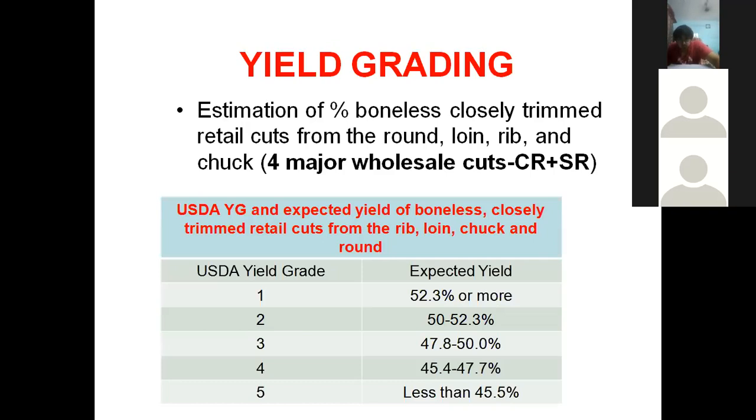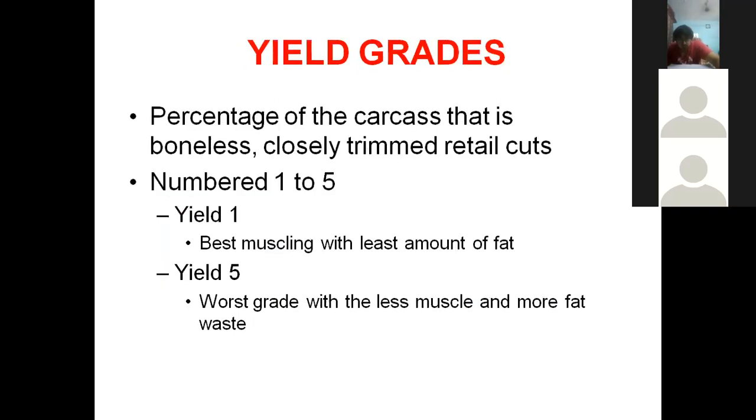So that is what I put in the next slide. In the case of yield grade, there are 1 to 5. Even in between, you can put 1, 2, 2.5, like that also you can go, as I told, based on the back fat thickness. So yield grade 1 means best muscling with a lesser amount of fat. Best muscling.